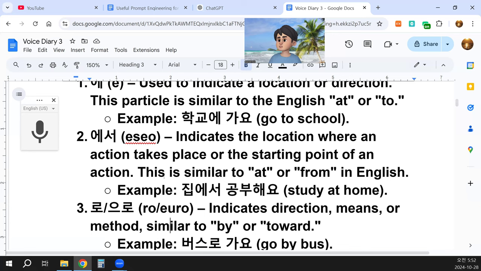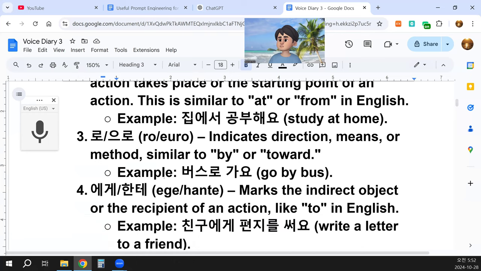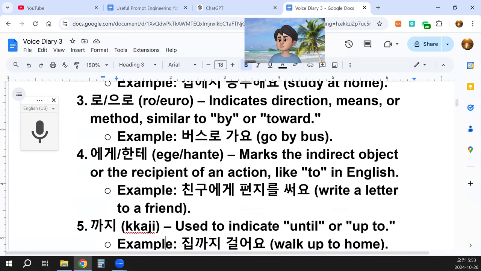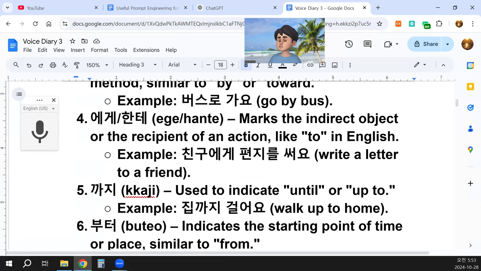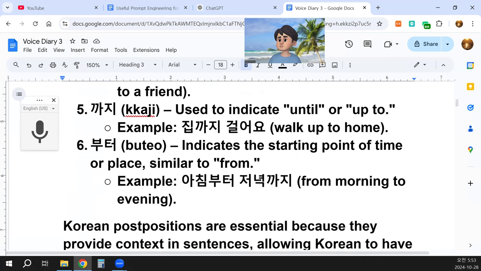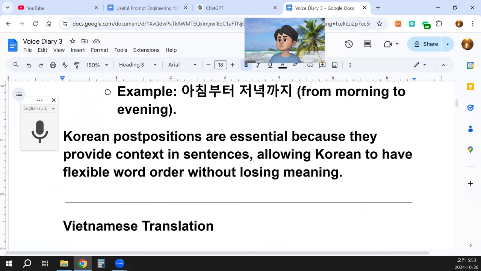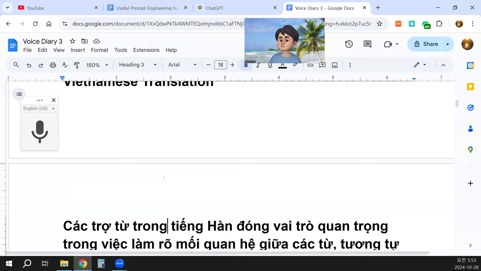Study at home. Another indicates direction, means and method, similar to 'by' or 'toward', as in go by bus. Another marks the direct object, or the receiver of the action, like 'to' in English, as in write a letter to a friend. Another is used to indicate 'until' or 'to', for example, walk up to the home. Another indicates the starting point of time, from morning to evening. Korean particles are important because they provide context in a sentence, allowing Korean to have flexible word order without losing meaning.